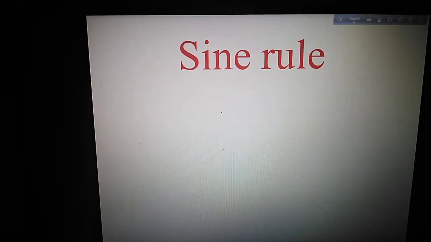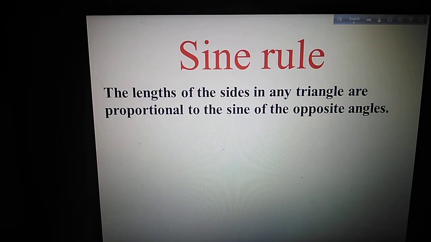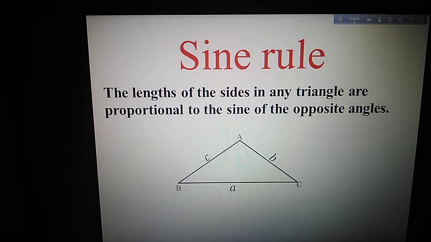First one is the sine rule. The proposition of the sine rule is: the lengths of the sides in any triangle are proportional to the sines of the opposite angles. Actually, the proposition of any theorem is really very difficult to understand. That's why we need a figure or mathematical representation.